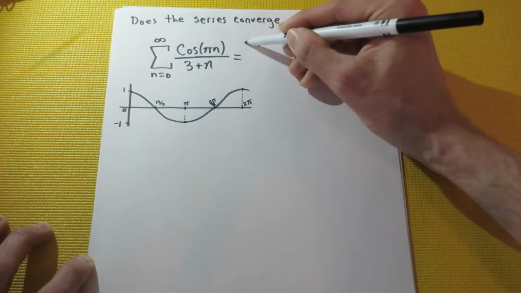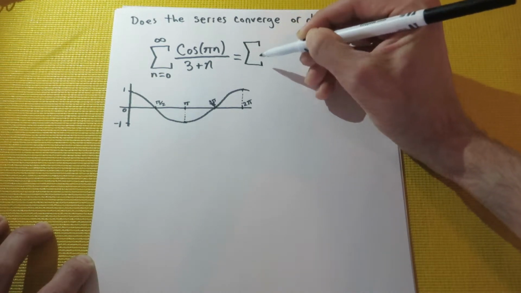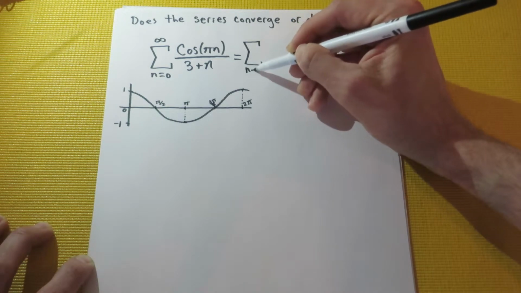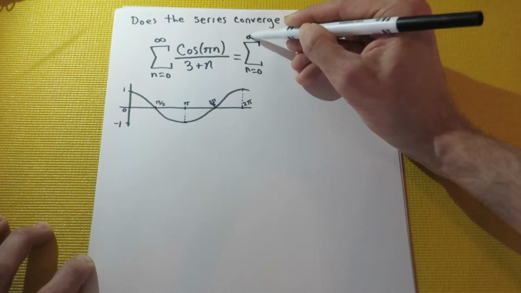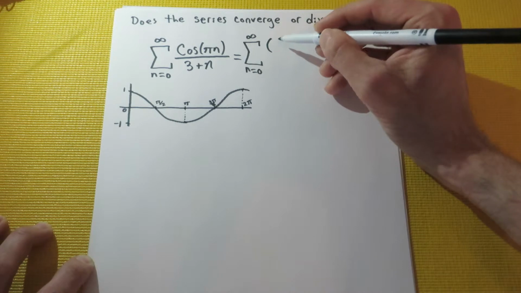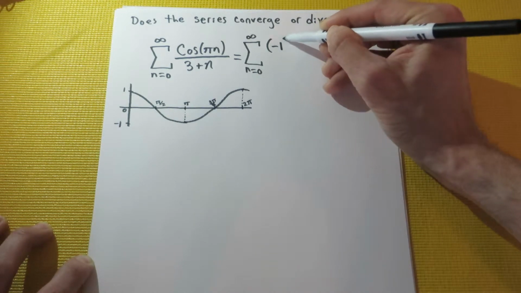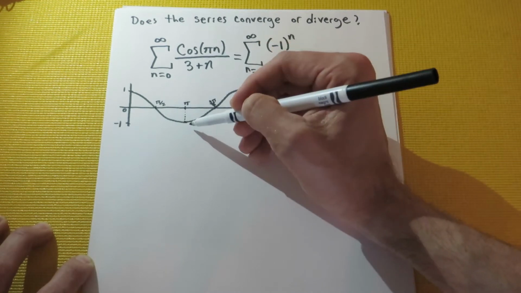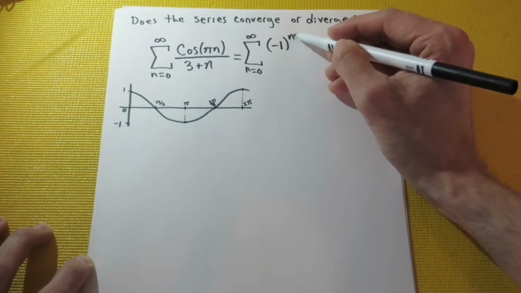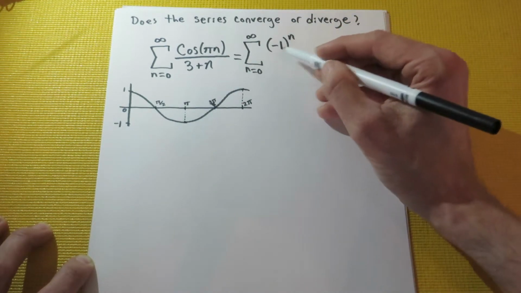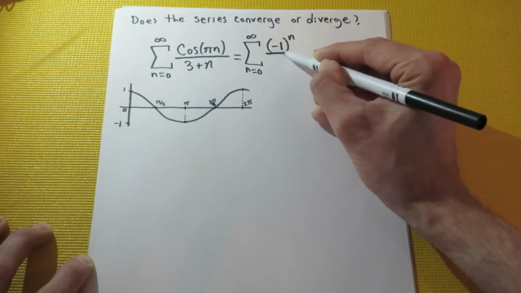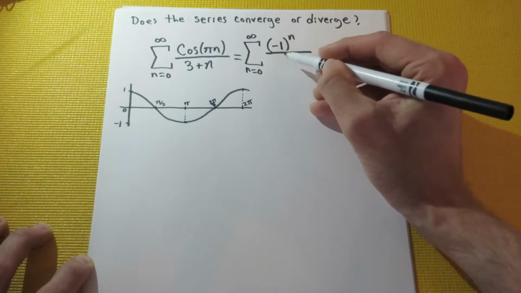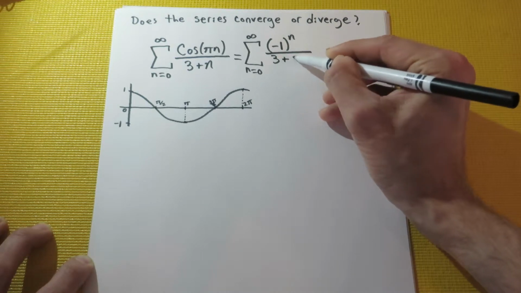This is the same as if we were to say from n equals 0 to infinity of -1 to the nth power. When n is equal to 1, then we're just going to get -1. So here, when n is equal to 1, we're also going to get -1, and so on. These are equivalent statements. 3 plus n.